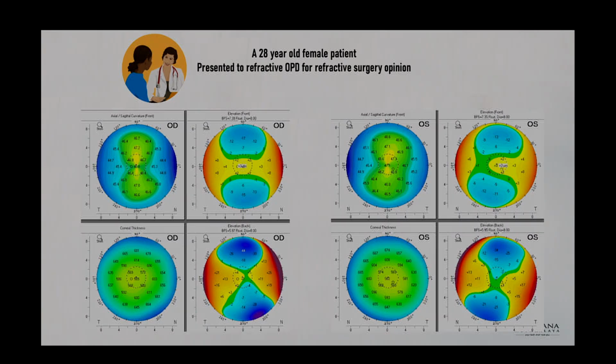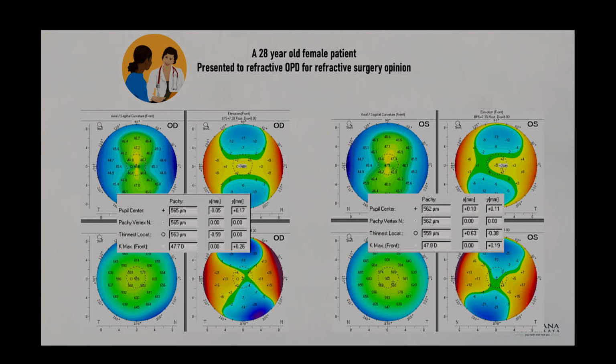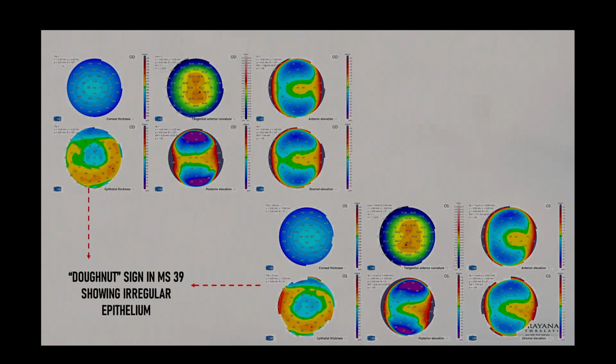Now if you see this patient, this is a 28-year-old female who wants a refractive surgery opinion. The topography looks fairly normal. The Kmax is around 47.1, but otherwise everything looks fine. But if you see the epithelial map, you can see that this is an O sign. This is a C-shaped epithelium, and this is almost a donut or O-shaped epithelium. So this is actually a sign of extremely irregular epithelium. Here, the center is 52 and the periphery is 62, so there is a difference of 10 microns.